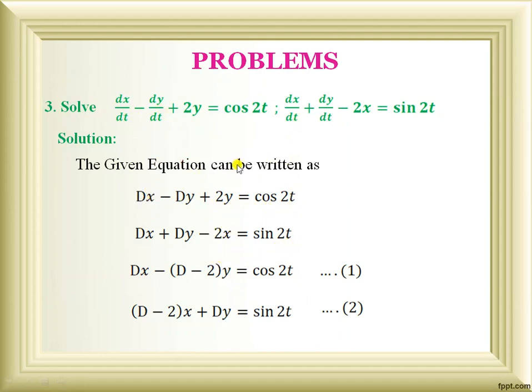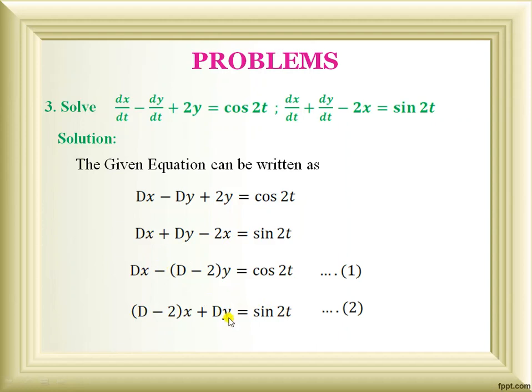When more than one derivative term occurs, you just split the x and y terms separately. Here I am going to take y common. Taking minus of y common, I will get d minus 2 into y is equal to cos 2t. In this particular equation, I am going to separate x and y. So the first and last are x terms, right? I am taking x common. I will get d minus 2 times x plus dy is equal to sin 2t.